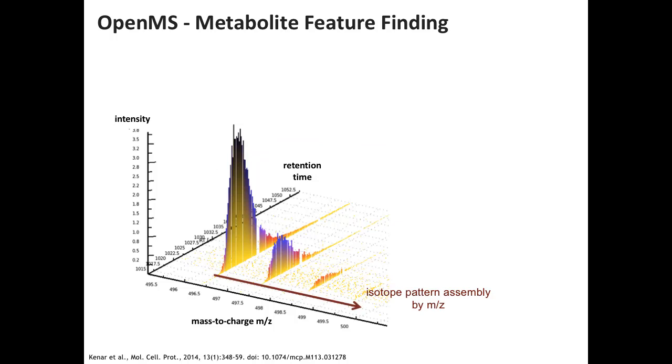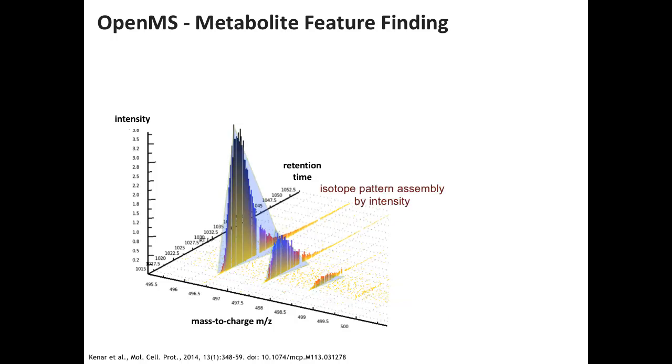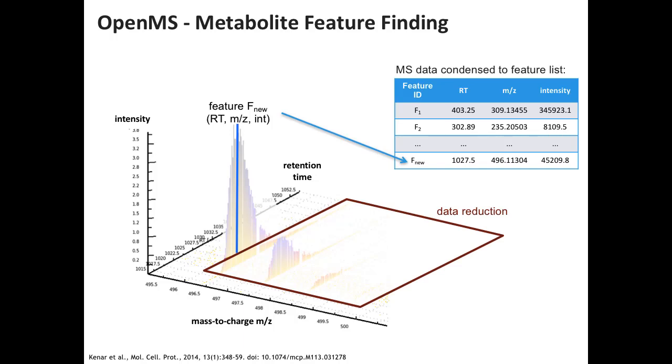Then we try to find isotopes by looking at mass traces that we have found that are adjacent, that are in the right distance, that are co-eluting, that have the right isotope ratios. And once we have identified that these three belong together, we reduce all these mass traces back to one feature. So we say this is a feature, it has a certain retention time, a certain mass to charge, a certain charge, and a certain intensity. And that, again, is our data reduction step, and then we repeat that for all possible mass traces that we can find.